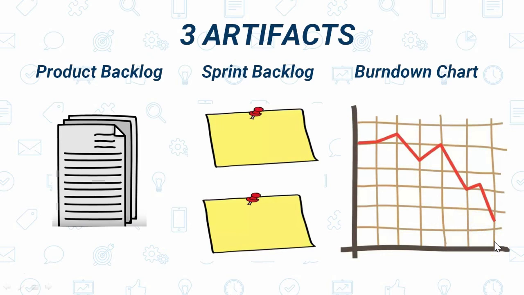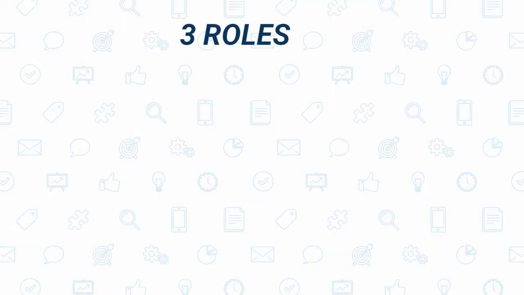So these are the three artifacts: product backlog, all the tasks which we need to do to develop the complete software; sprint backlog, all the tasks which we need to do to complete only that sprint; and the burn down chart, which is the outcome of the sprint and shows how our progress was in a sprint. In a Scrum, there are three types of persons or roles.